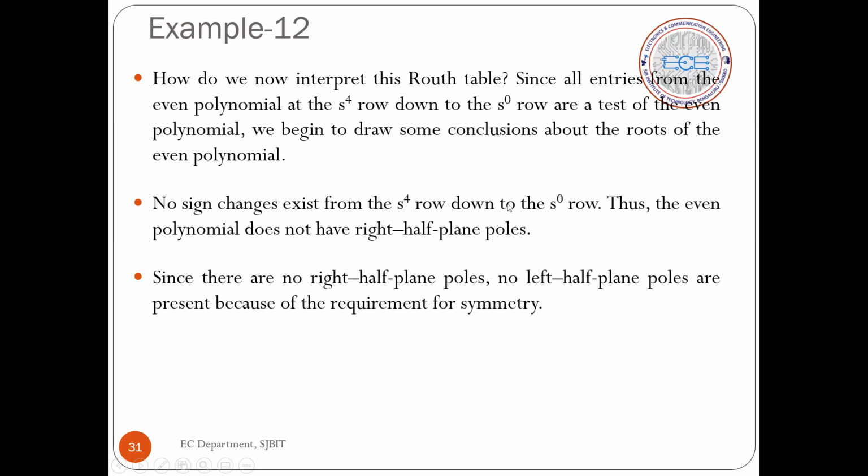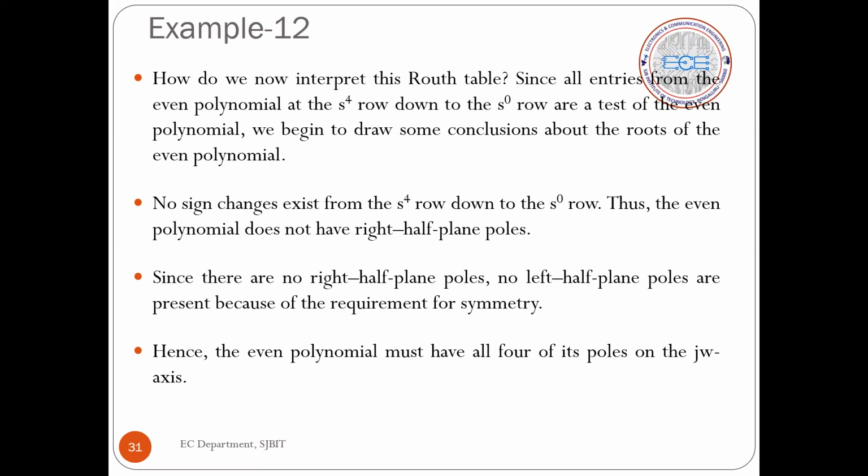As I have concluded, you will not find any roots after s power 4 to the right of the s plane. Since there are no right half plane poles, no left half plane poles are present, because of the requirement of symmetry. Because the entire row has become 0 and no sign change is happening, if there are no roots to the right, there are no roots to the left. Okay, so that is on the concept of symmetry.